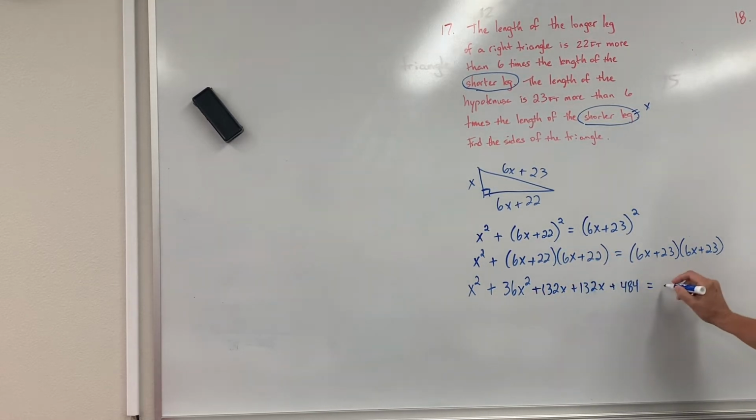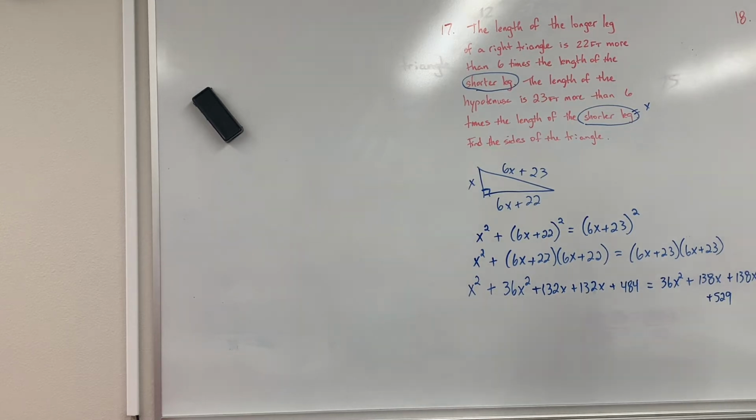And then here I'm going to go 6 times 6 is 36x squared. 6 times 23 is 138x. 6 times 23 again is 138x. And then 23 times 23 is 529. I wrote it down there because I think I'm at the end of the board.